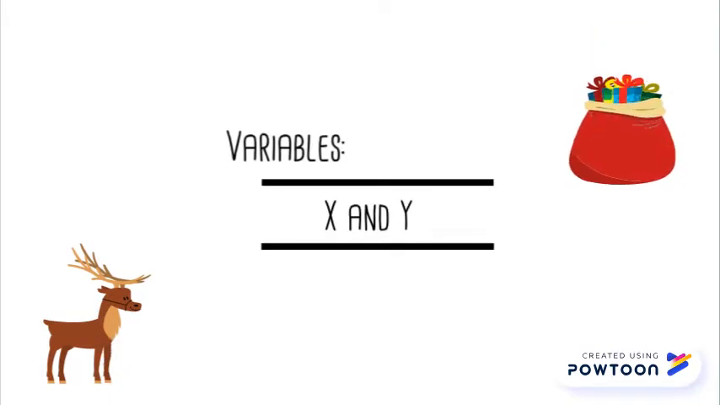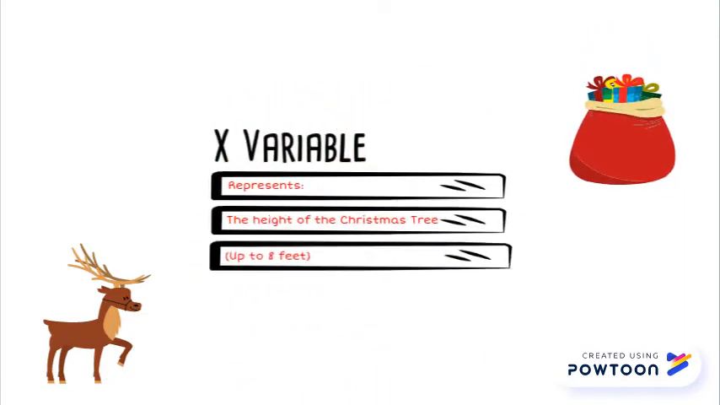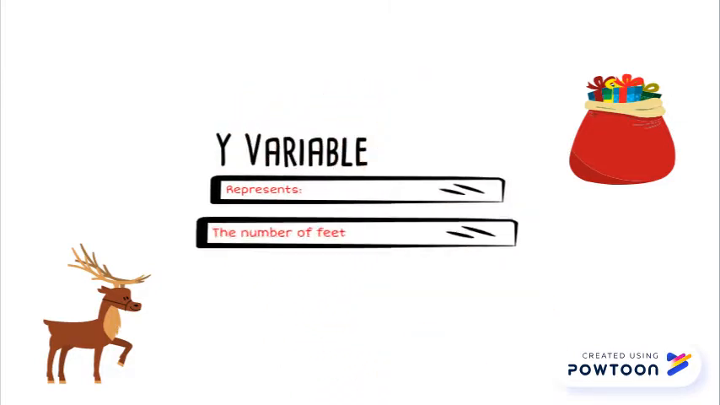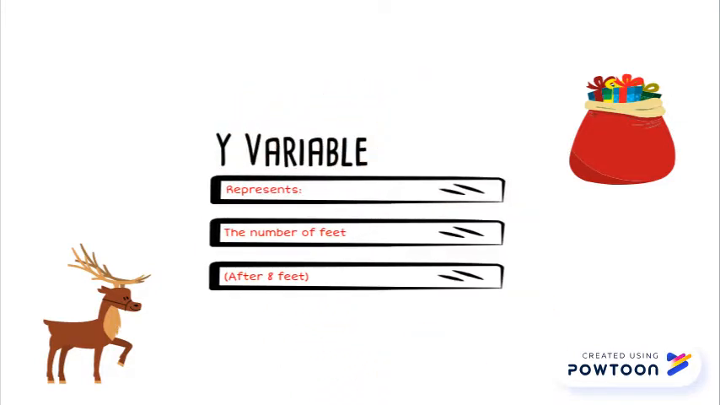When making our model, we decided that we were going to use two variables, x and y. The x variable represents the height of the Christmas tree up to 8 feet, while the y variable represents the number of feet after 8 feet.